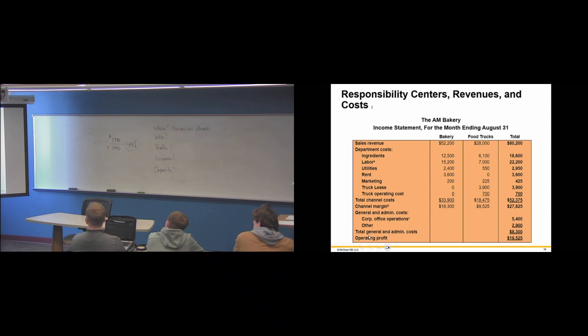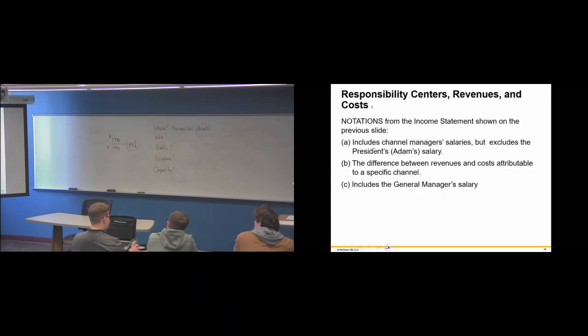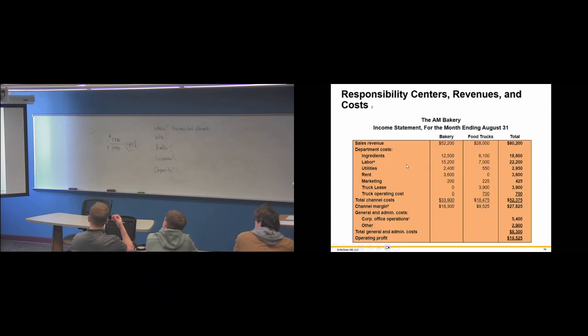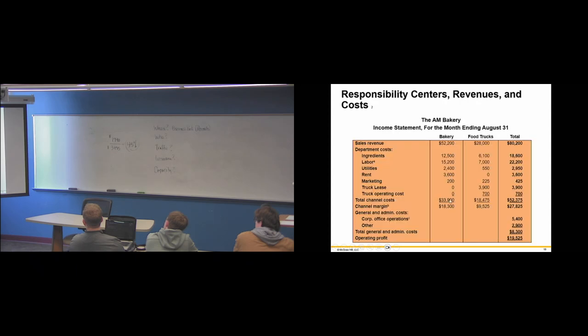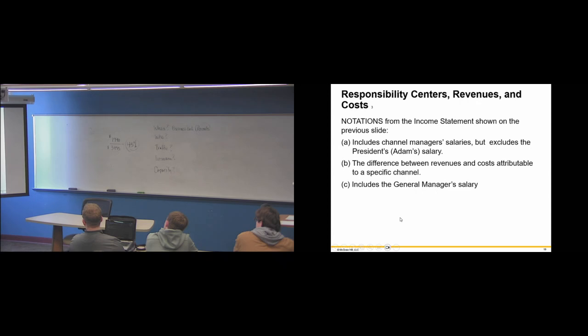So here we have A is labor, B is channel margin, C is corporate office operations. A includes channel manager salaries but excludes the president's salary, right? So that labor is not the president's salary. His salary is going to be down here somewhere. B is the difference between revenues and costs attributable to a specific channel. Obviously, that was the definition of channel margin. And then corporate office operations, that does include Adam's salary.